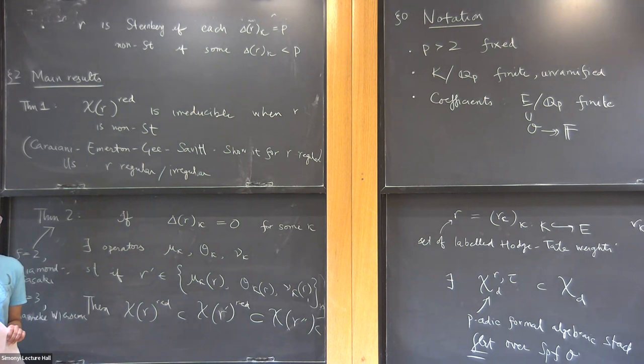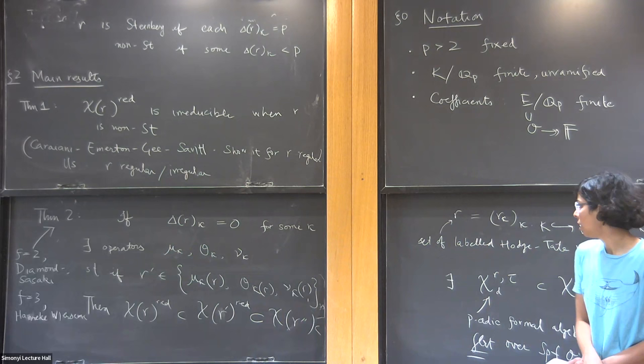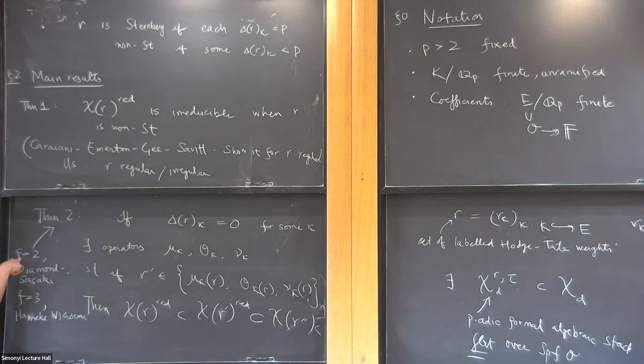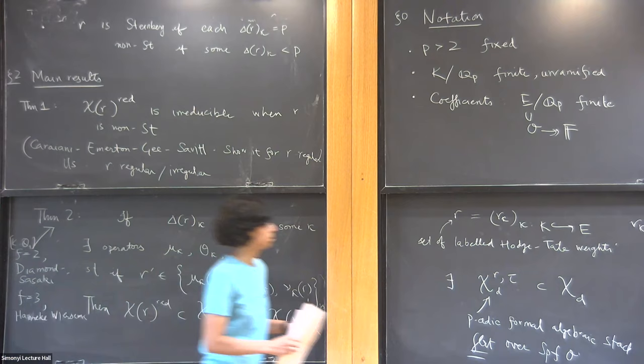Yes. Can you remind me what F was again? Oh, I never said what it was. I'm so sorry. So this is the dimension of K over QP, which is unramified over QP. I'm so sorry. Thank you. Yeah. Any other questions?